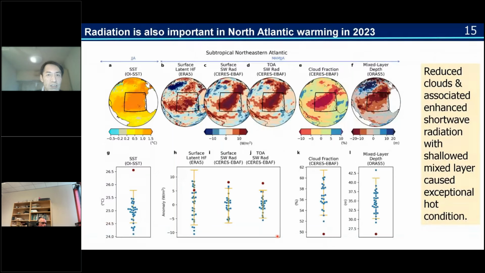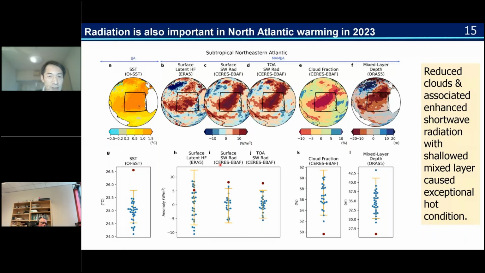And radiation is also very important for the North Atlantic. This is 2023 JJA. This SST anomaly is consistent with a marine heat wave pattern. And these are the heat flux due to the latent heat and surface shortwave, and this is top of atmosphere shortwave. The surface shortwave anomaly is stronger than the latent heat, and that is unprecedented.